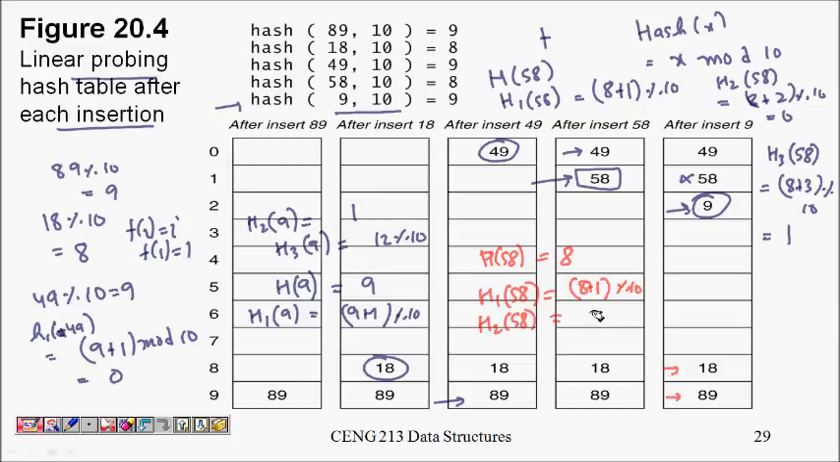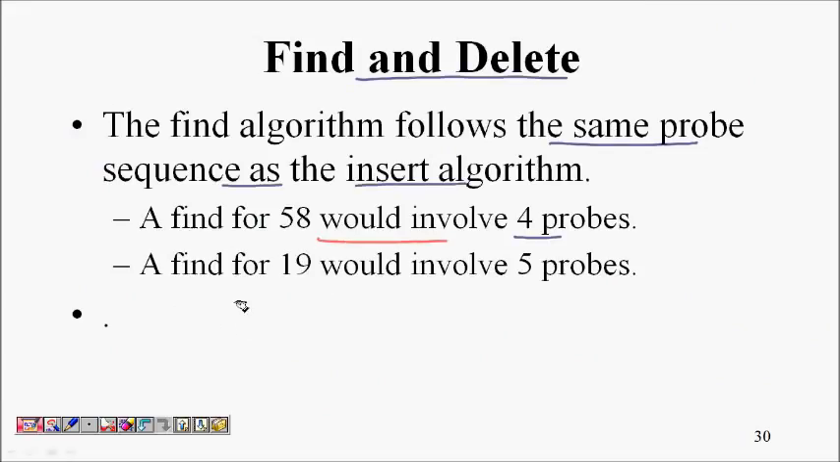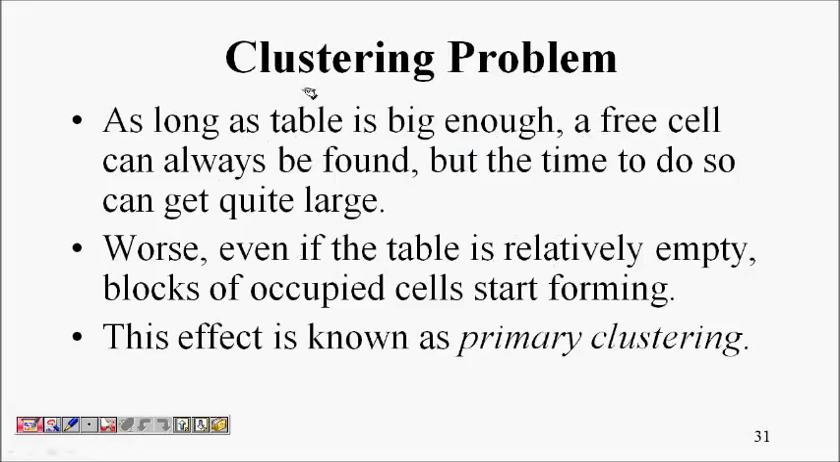h2 of 58 will be 8 plus 2, 10 modulo 10, 0. It doesn't find it here. h3 of 58 is 8 plus 3, 11 modulo 10, and it finds it at one place. So it requires 4 probes. That's what it was saying. 19 would involve 5 probes. Okay, so you can try it out.